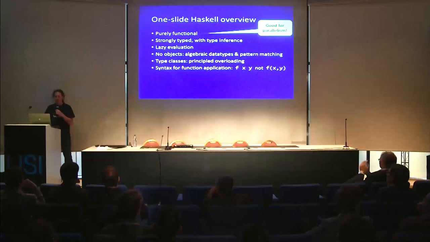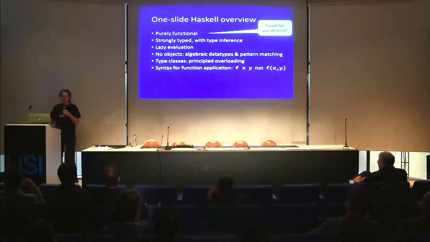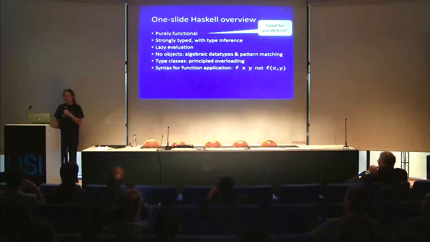A big difference between Haskell and languages like Java and Python and so on is that Haskell doesn't have objects. It doesn't have a notion of inheritance. Instead, the data model is based on algebraic data types and pattern matching. It's a very nice, lightweight, flexible way to deal with data.